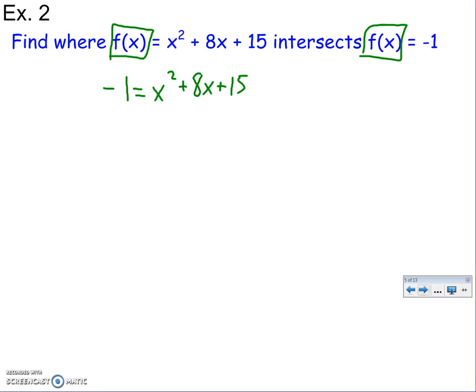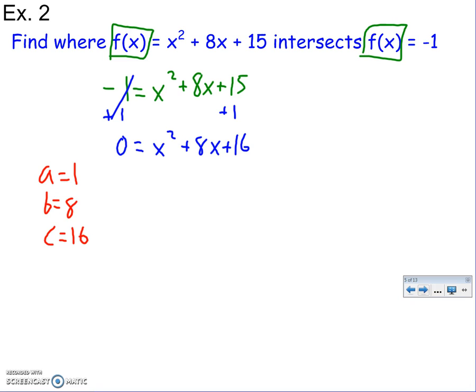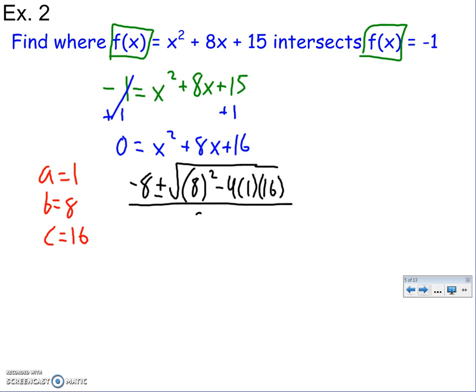I want to do quadratic formula, but it's not in standard form, so I'm going to move everything to one side. I'll add 1. So I have 0 equals x squared plus 8x plus 16. Now I can do quadratic formula. So a equals 1, b equals 8, c equals 16. The formula, plug it in, so that's -b plus or minus square root of b squared in parentheses minus 4 times a times c all over 2 times a.